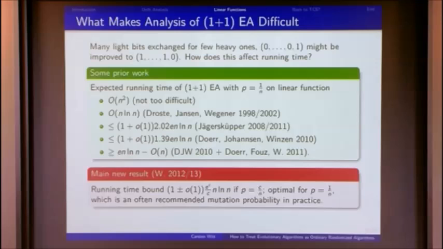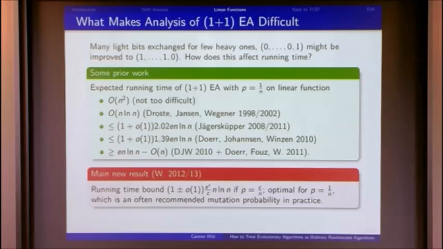So this is written down here in a bit more general flavor. The running time bound is, up to lower order terms, this guy here: e^c divided by c times n ln n, with mutation probability c over n. So if c equals 1, we have the e n ln n bound, which we have for OneMax. We have it for all linear functions.